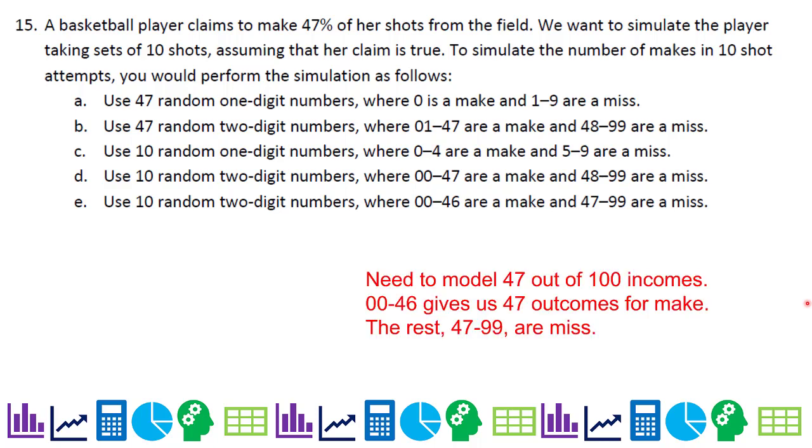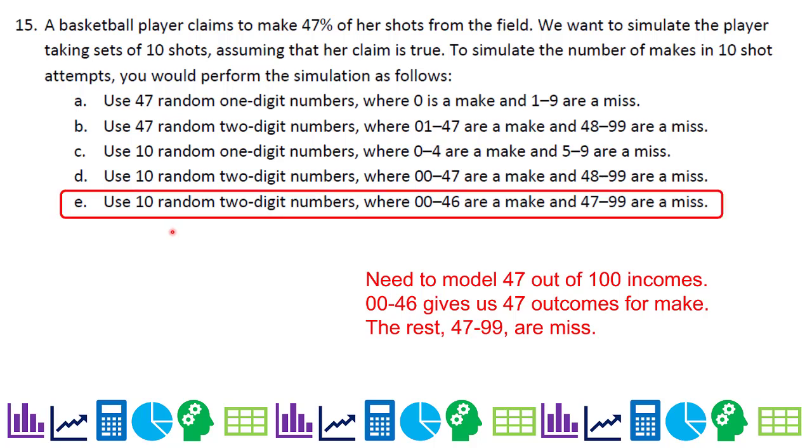So first of all, we need to model 47 out of 100 outcomes. And we can do that with just 2 digits because 00 gives us that extra digit and 99 is the high. I need 47 outcomes to be a make. So if I start at 00, I go just up to 46. Then everything else, 47 to 99, are a miss. And it already tells you to go ahead and use 10 random 2-digit numbers. We don't need 47. That would be 47 shots, right? We need 10 shots for simulating.